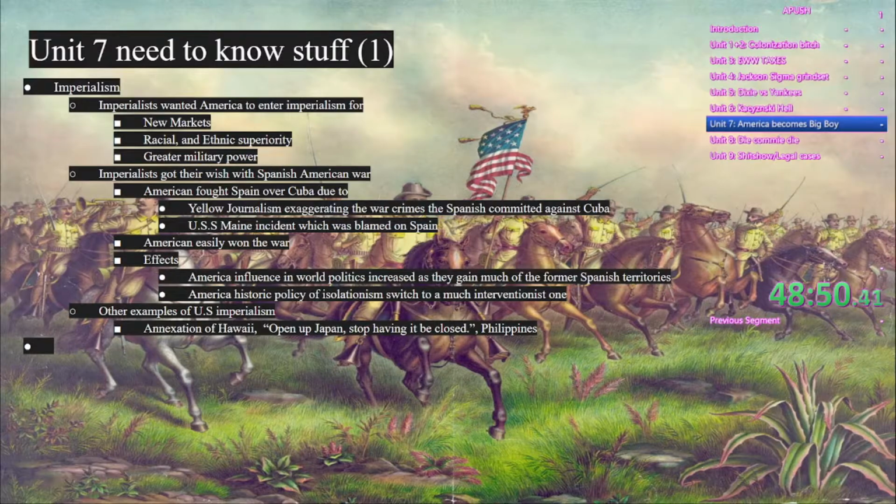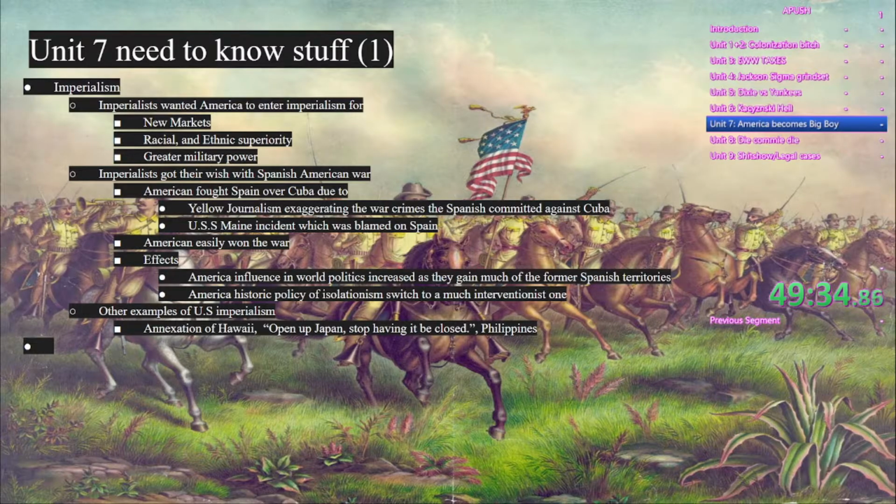So the imperialists got their wish with the Spanish-American War. Now, the war was primarily caused by yellow journalism by people like Joseph Pulitzer. I don't know how to pronounce his name, but he and a lot of other people engaged in yellow journalism to sell more papers. Yellow journalism exaggerated war crimes the Spanish committed against Cuba. And also you had the USS Maine incident, which was blamed on Spain.